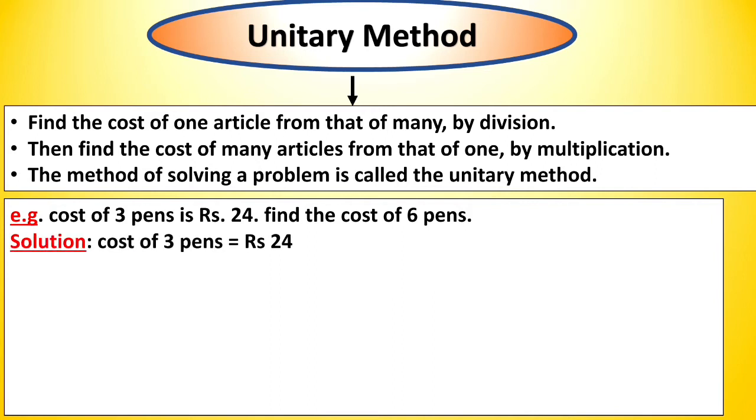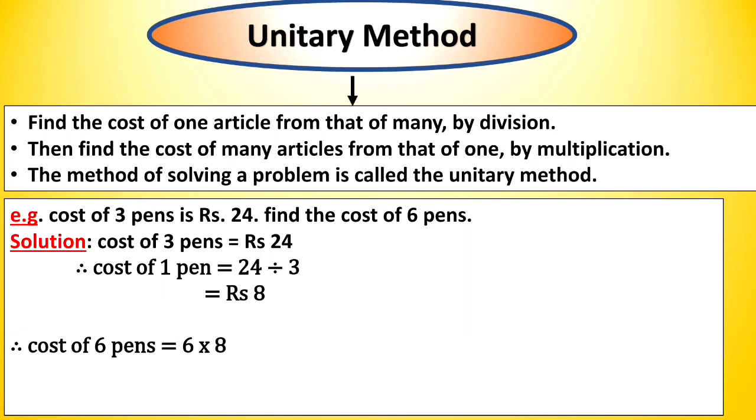Solution. Cost of 3 pens is given, 24. First of all, we'll find the cost of one article. So how will we find it? By the division method. Cost of one pen equals 24 divided by 3. 3 eights are 24. So the cost of one pen is how much? Rupees 8.